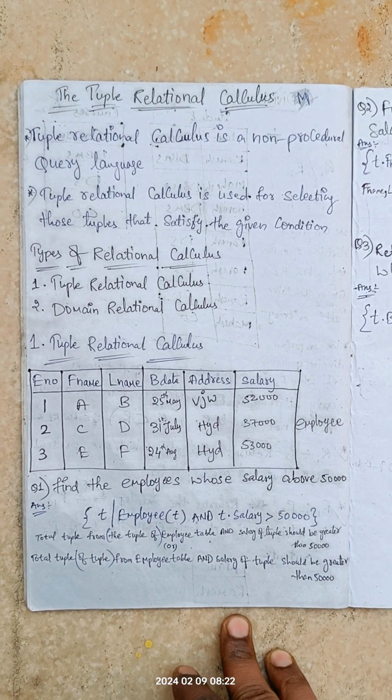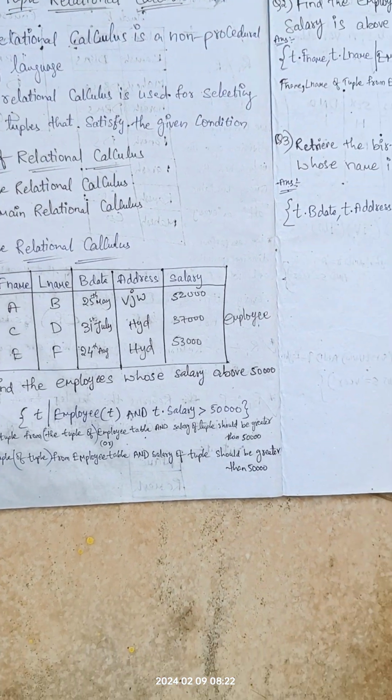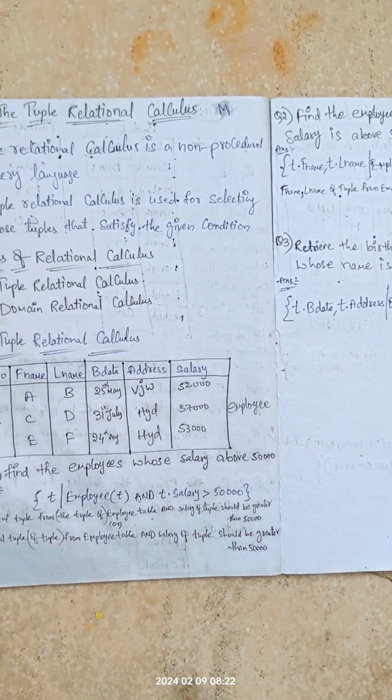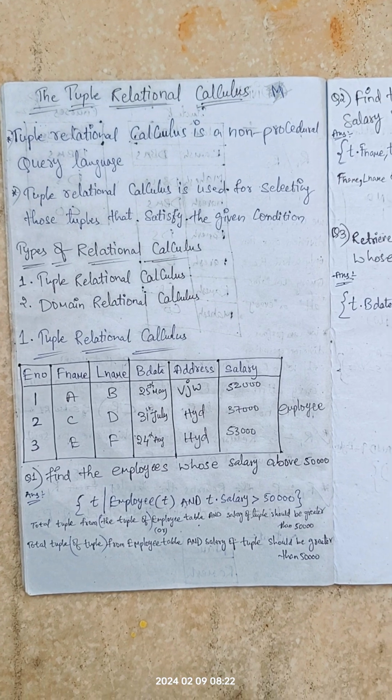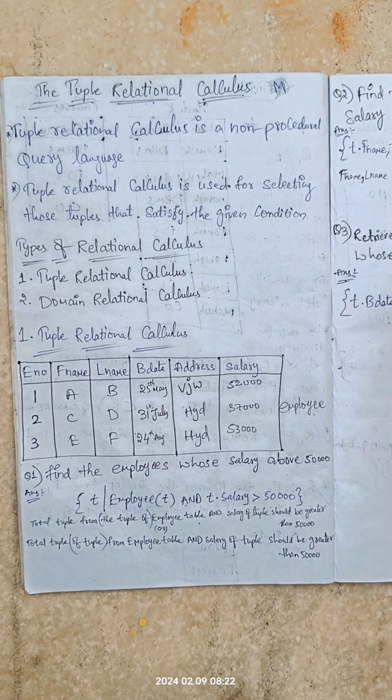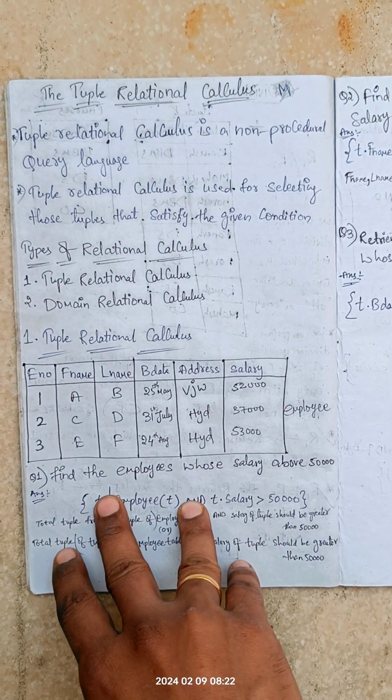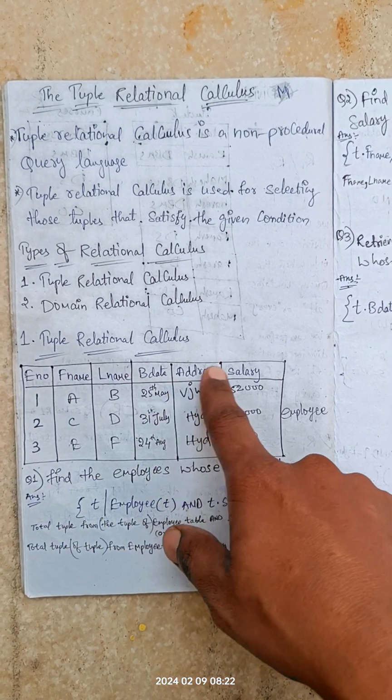Here, employees' details means everything should come. What is the meaning of employees' details? Employees' details means the complete details of the employee should come: his first name, last name, birthday. So like that it will come.